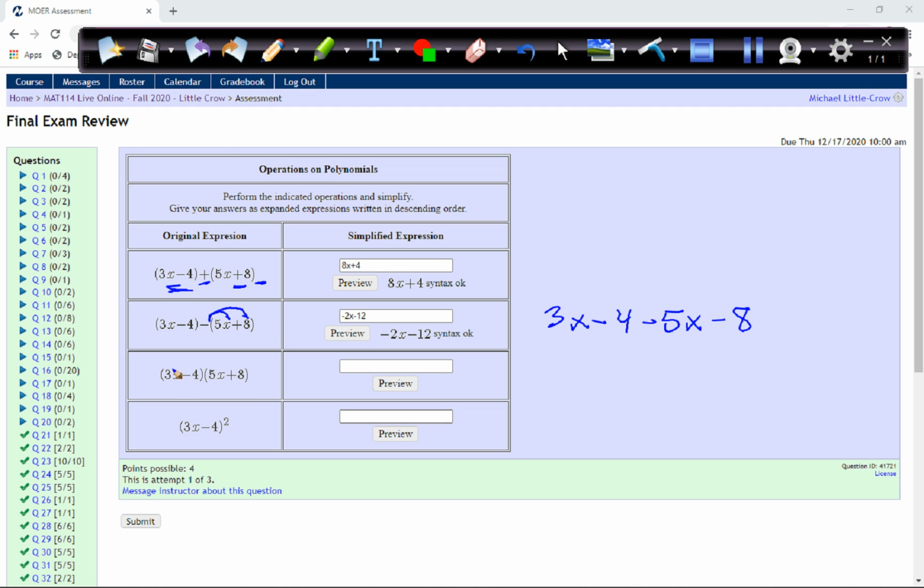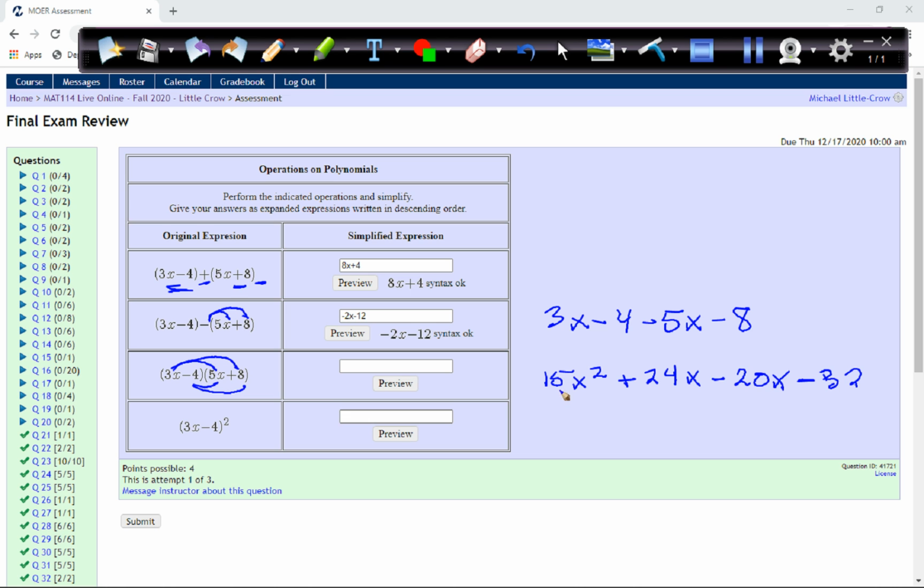So down here, we're going to be asked to FOIL. So we multiply the first, 3x times 5x, that's going to give us 15x squared. And we take 3x to multiply the last, 3x times 8, that'll be plus 24x. We take the inners, minus 4 times 5x, that'll give us a negative 20x. And then the last, negative 4 times 8, will be negative 32.